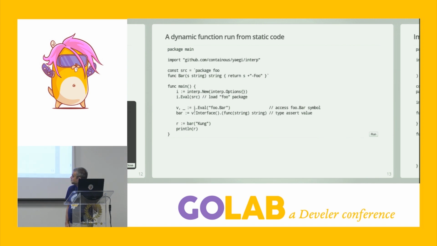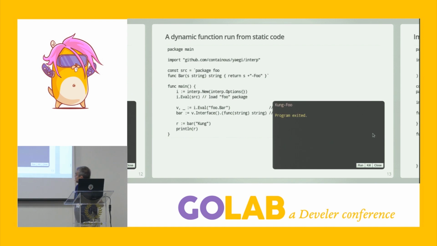This function is represented as a reflect.Value, so we can extract its interface, and then by doing a type assertion, we can in fact convert it to a function which is then usable exactly in the same way as any regular code which would have been compiled. So if we run it, okay.